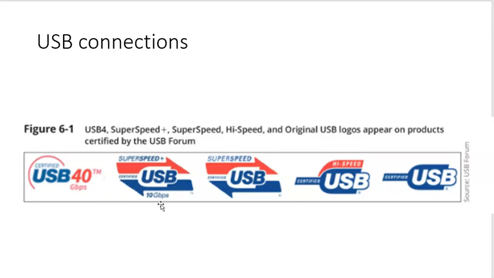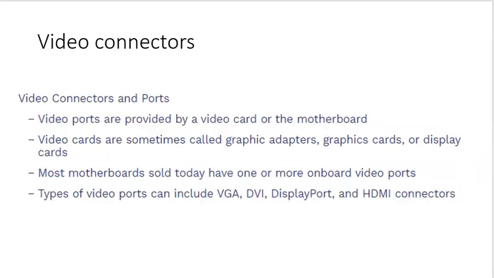Now, something to keep in mind, regardless of which of these USB standards you're using, USB 3.2 is supposed to be 10 gigabit per second, but you're never going to get 10 gigabit per second actual throughput. That's the theoretical maximum that it could support.